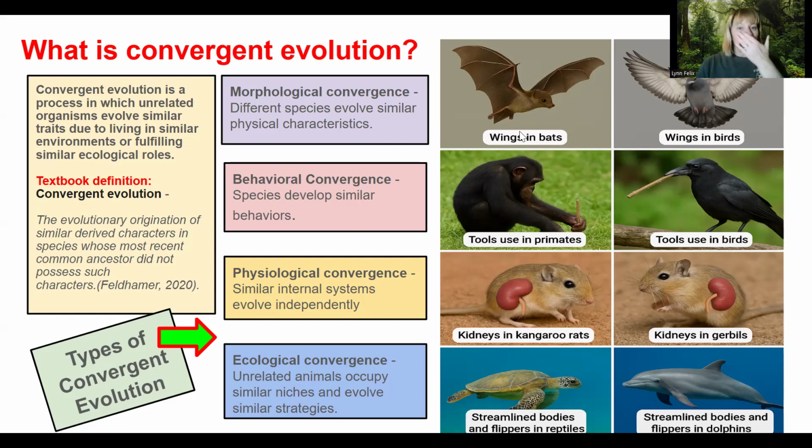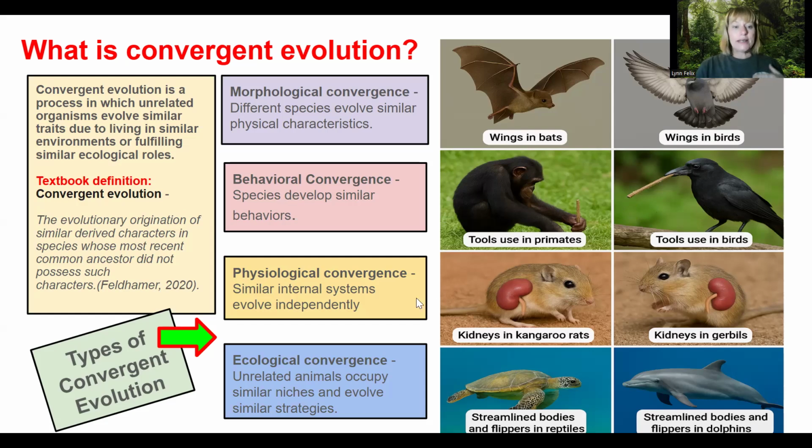Morphological convergence is when different species evolve similar physical traits. So up at the top here, we have bat wings, right? Wings on bats and wings on birds. Even though they're different species, they have the morphological convergence there. Behavioral convergence is when a species develops similar behaviors. In this case, we're looking at primates using tools versus a bird using tools. Both are using a stick.